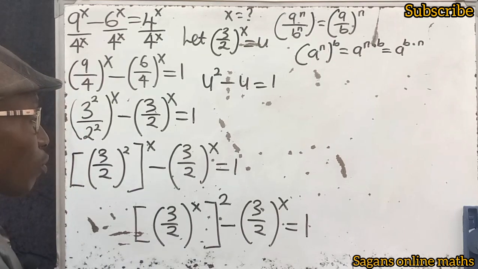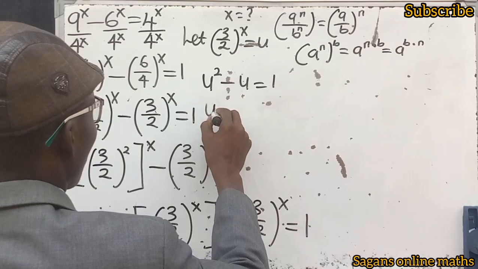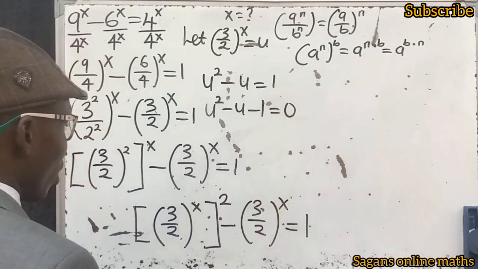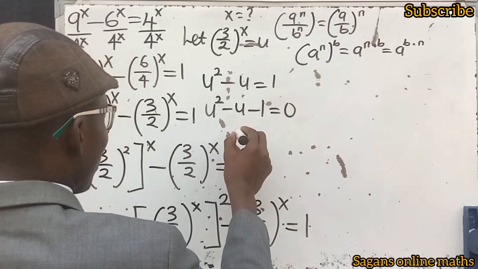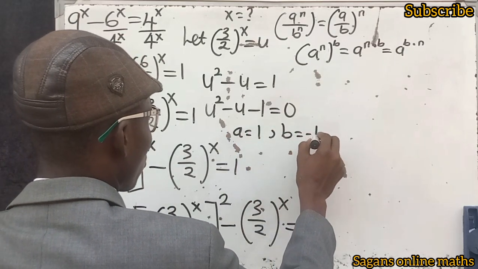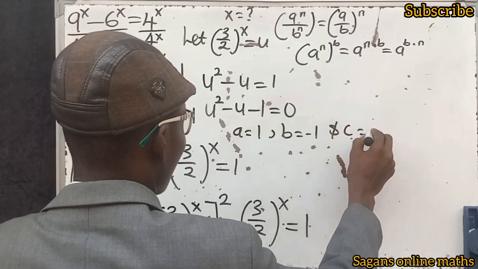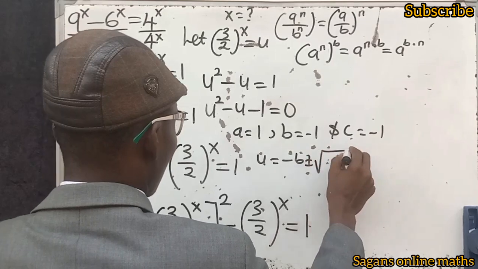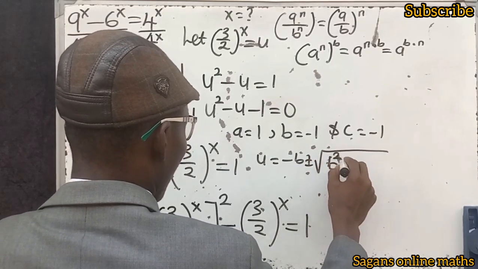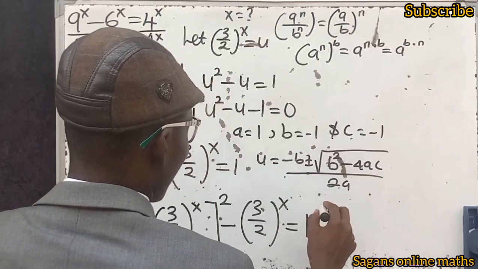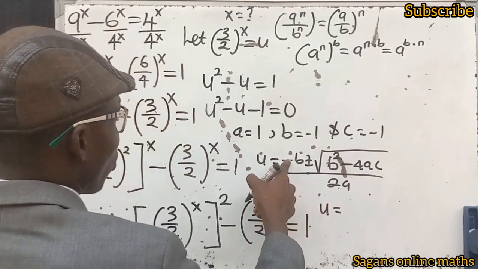Wow. Now let's subtract 1 from both sides so that I can have a very form of quadratic equation. So then this now becomes u to the power of 2 minus u minus 1, all this equals 0. Now remember that our a from here is 1, b is minus 1, and c is minus 1. That means our u equals minus b plus or minus the square root of b squared minus 4ac, divided by 2a.